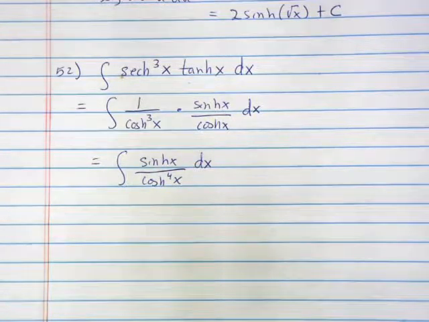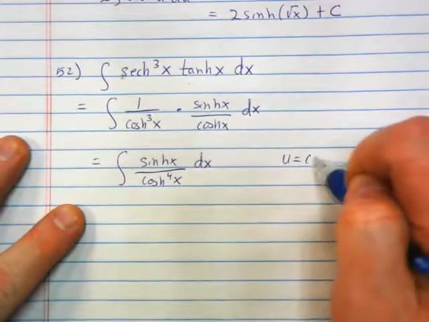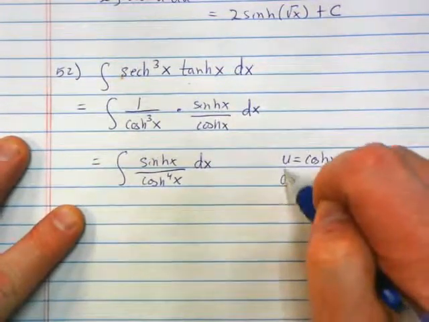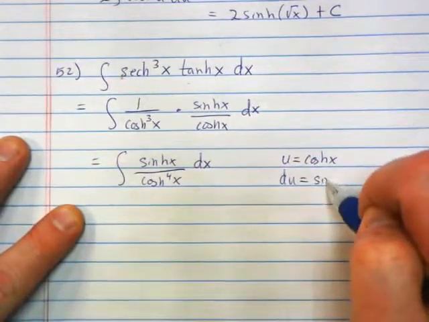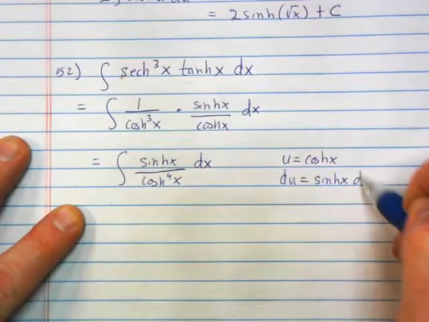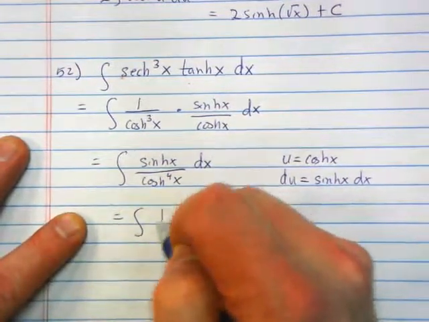Now I'm ready for my u substitution. u should be hyperbolic cosine, because the derivative of hyperbolic cosine will be hyperbolic sine. It takes care of that sine on top, doesn't it? So u equals hyperbolic cosine, and du is hyperbolic sine dx. So this becomes the integral of 1 over u to the 4th.